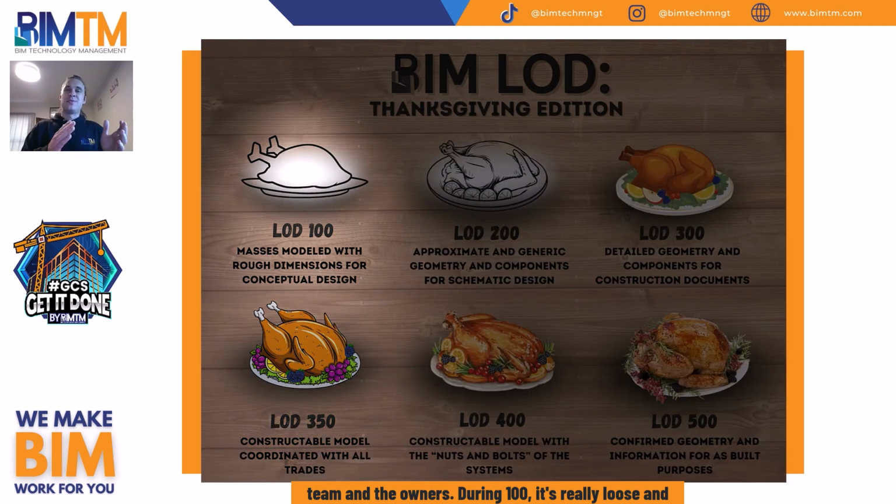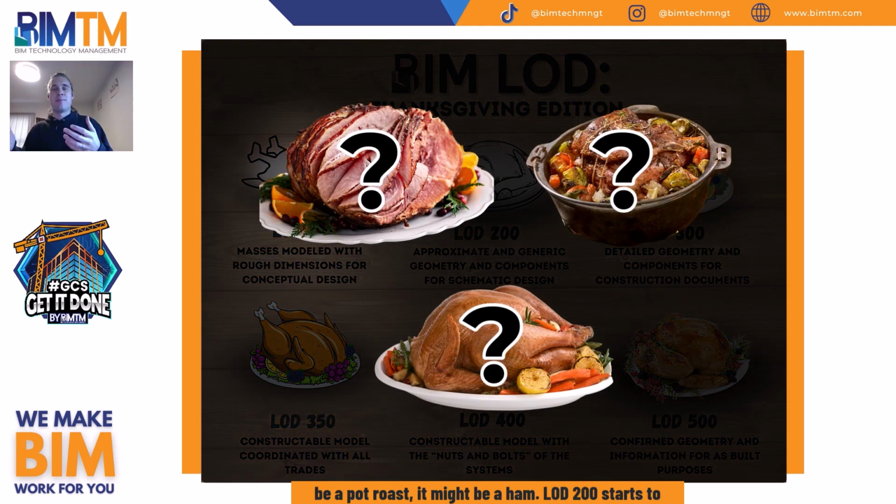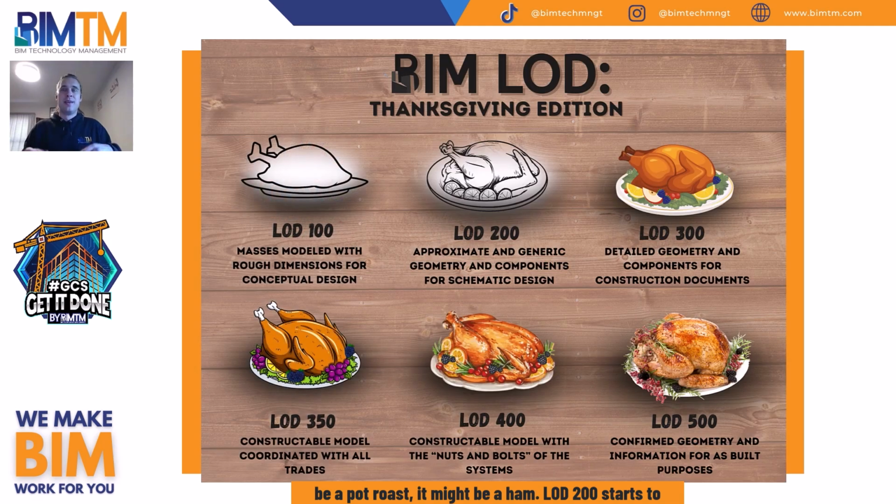During 100, it's really loose and conceptual. We're talking about just maintaining masses to communicate what the building wants to be in the future. Thanksgiving's coming up, so we're talking about just an outline of something on a plate here. We know it roughly has to be this big. We know that it needs to serve this many people, but we don't exactly know what it is. It might be a turkey, it might be a pot roast, it might be a ham.